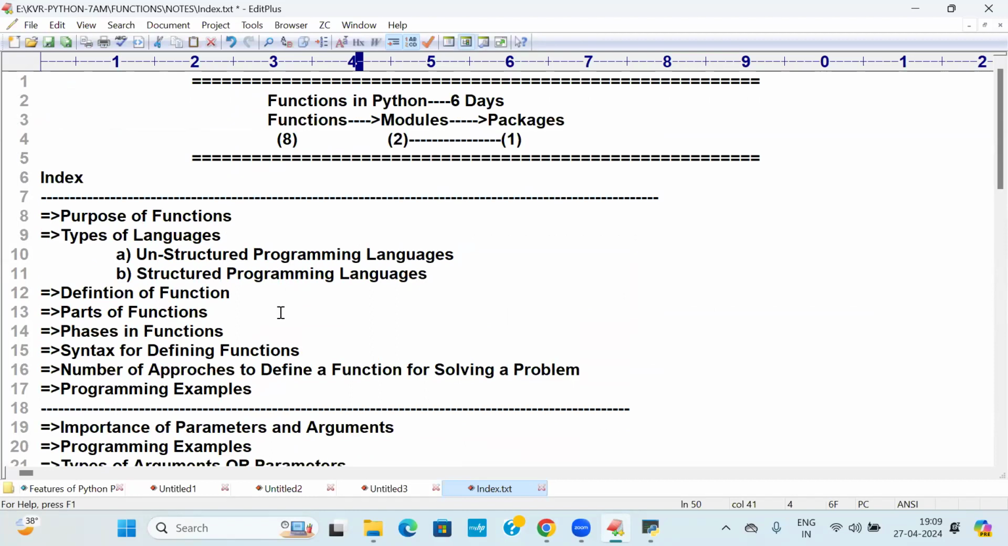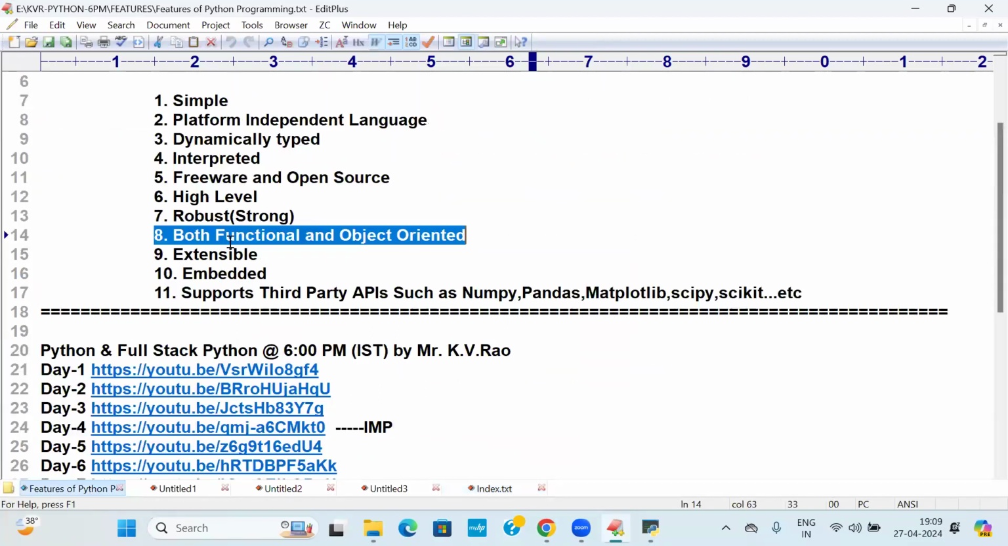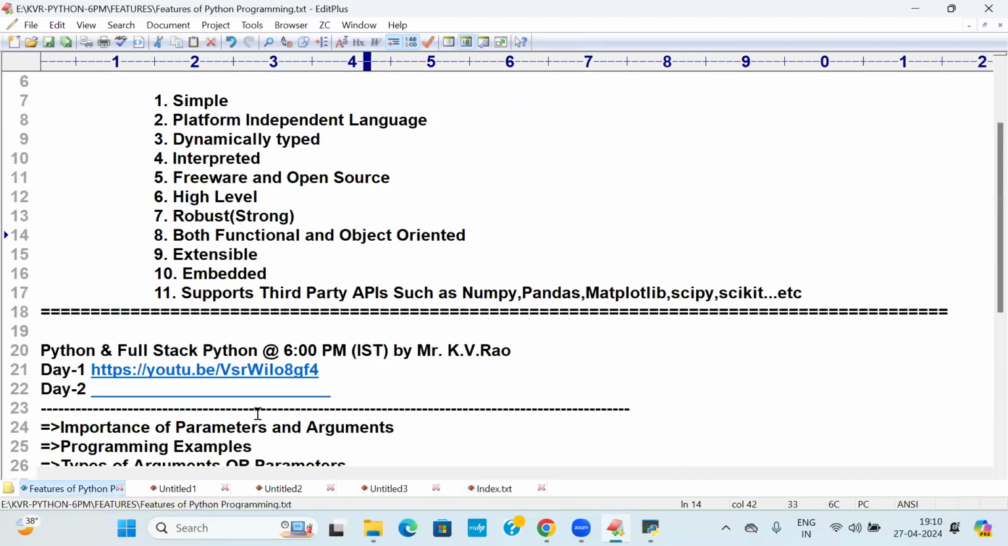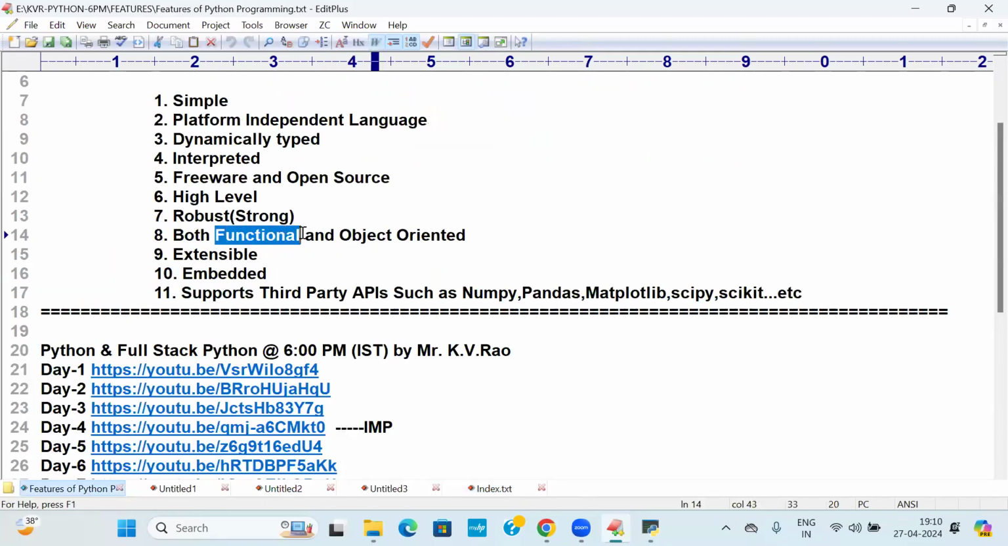In one line, I cannot tell today what functional programming is. After understanding the entire concepts, if I tell 1 or 2 lines about functional programming, you will understand. Even if I tell now, you cannot understand, it's a waste of my time. That's why in any batch, I don't talk about the functional area.